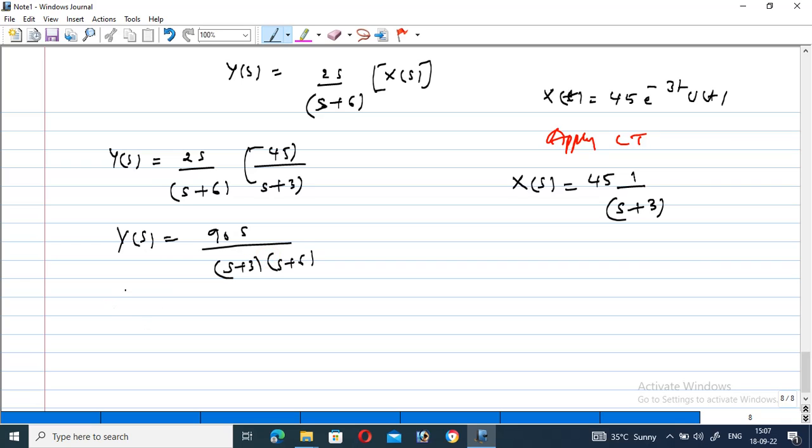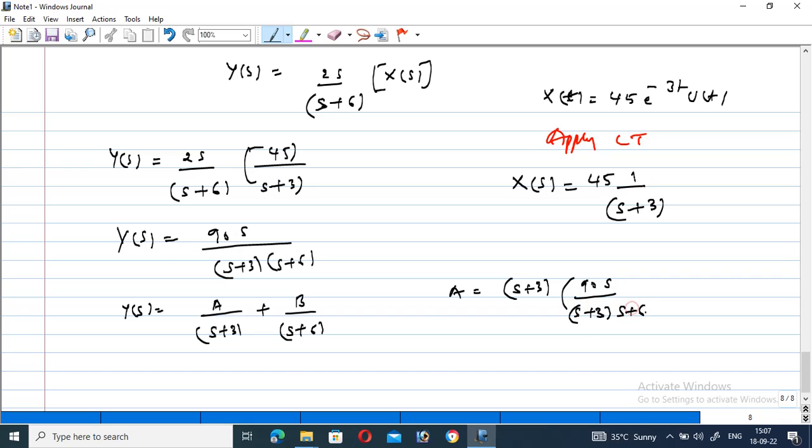If you want to find out the partial fractions for this one, y of s is equal to a by s plus 3 plus b by s plus 6. Now if you want to find out the a value, that's nothing but s plus 3 into the total value of 90s by s plus 3 into s plus 6 at s is equal to minus 3. S plus 3 and s plus 3 get cancelled.